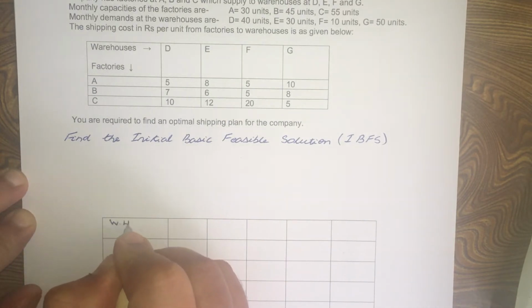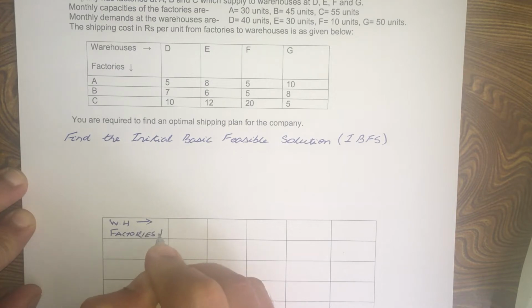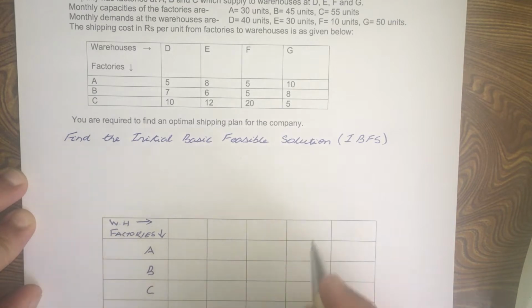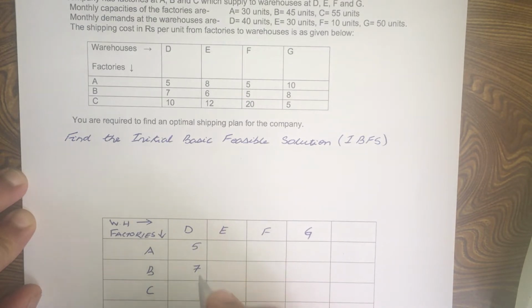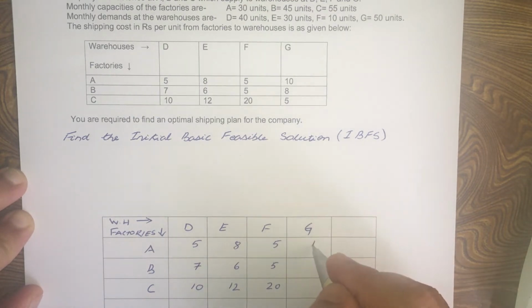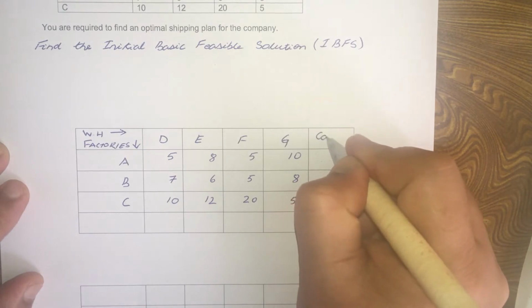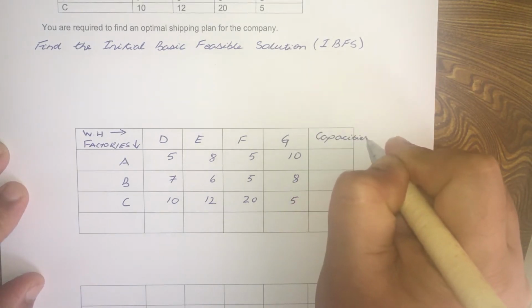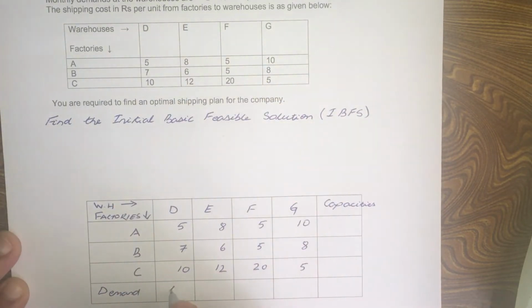Okay, so we have the warehouses here, and this is the factories. A, B, C, D, E, F, G. So what we're doing is we're formulating the problem in this matrix. Now this is your capacities, your monthly capacities. And this is your demand. So what is the demand for D? 40 units, E 30 units, F 10 units, and G 50 units.